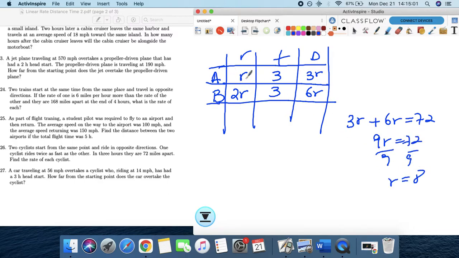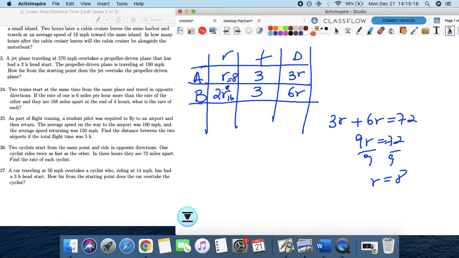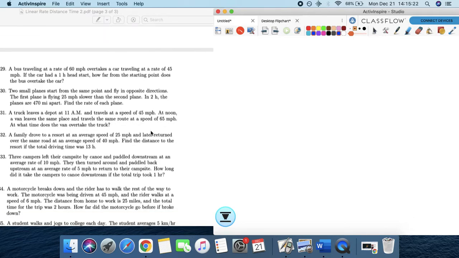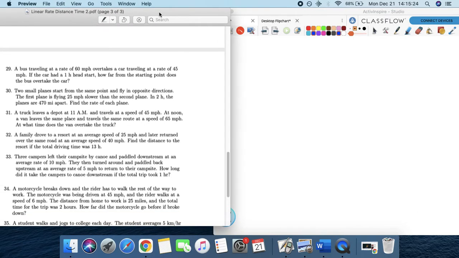R equals 8, which means that this guy was traveling at 8 miles an hour, and this guy was traveling at 2 times 8, 16 miles an hour. Okay. At some point, you guys are going to complain how easy this is. But practice does make perfect, right?